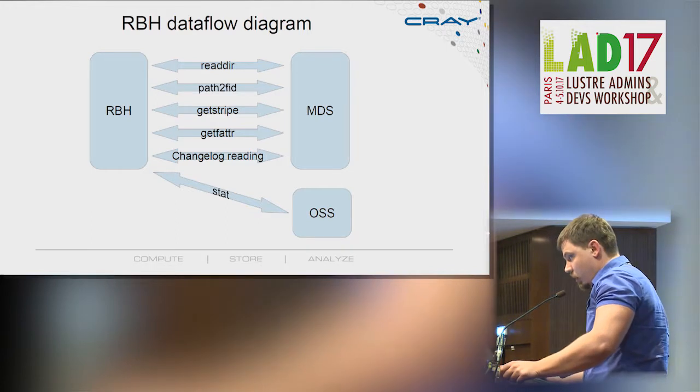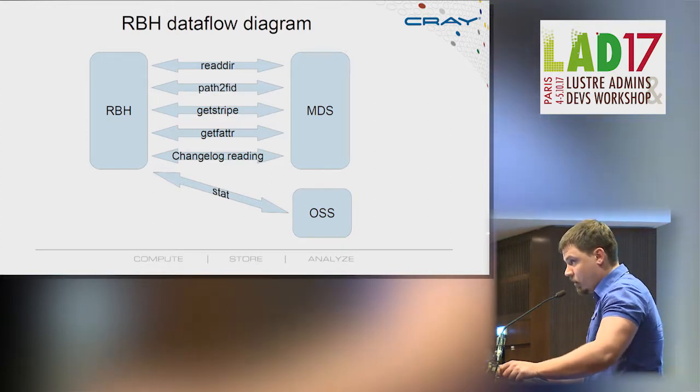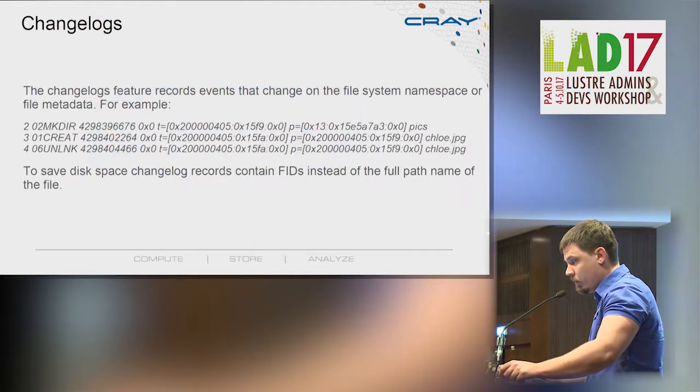Here is the Robinhood data flow diagram. As you can see, the main communication is concentrated between Robinhood and the MDS. The OSS is only asked to provide object sizes according to the file layout.